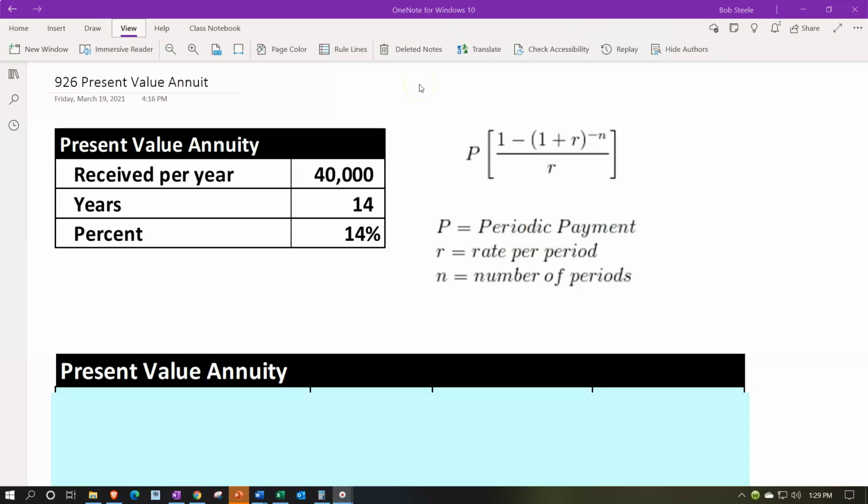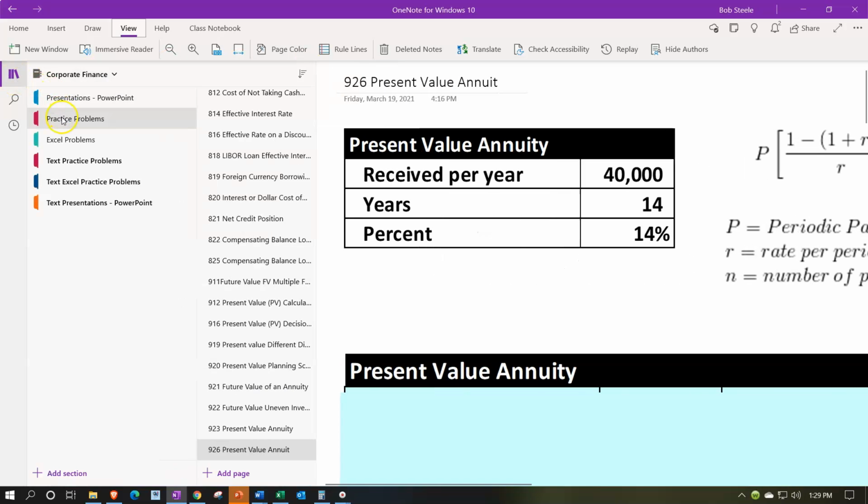If you have access to OneNote and would like to follow along, you're not required to, but if you would like to, we're going to be in the icon on the left-hand side in the practice problems area and down here in the 926 present value of an annuity.